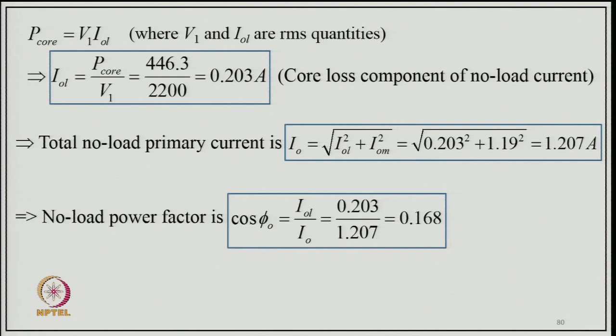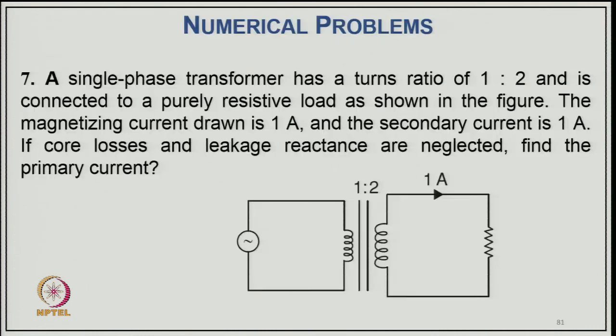of no load current, and the total no load current of the primary side will be I0 equal to under root Il square plus Im square. So, that is under root 0.203 square plus 1.19 square, that is 1.207 ampere, and the no load power factor is Il upon I0, that is 0.203 divided by 1.207, that is 0.168.